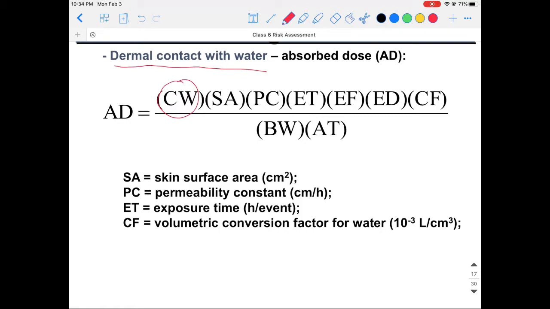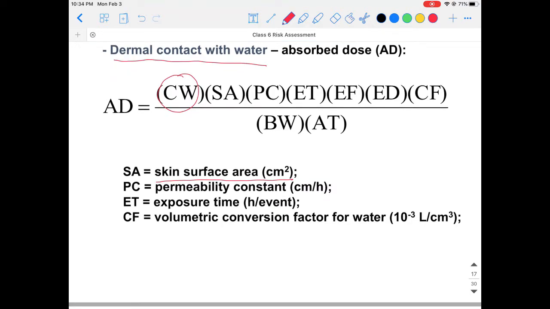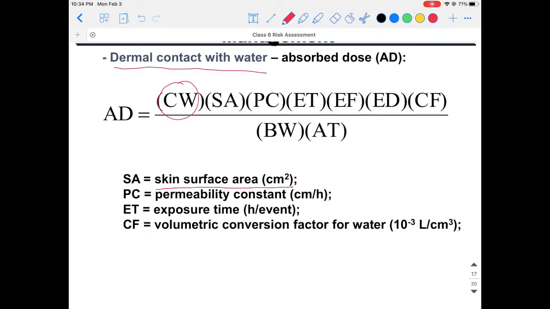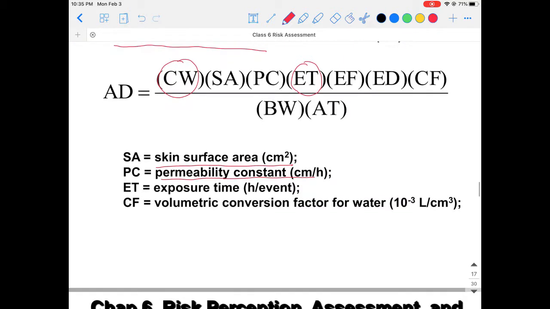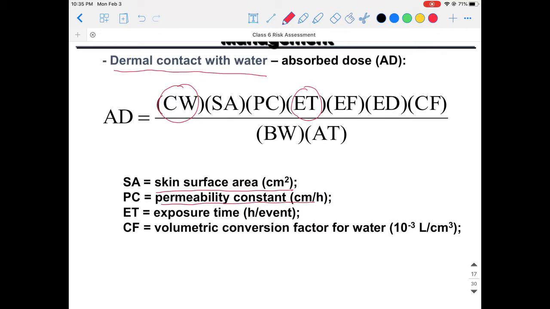You can see that CW is again the concentration of this contaminant in water, all right? The SA here is the skin surface area, because we're taking a shower or swimming, right? The PC is the permeability constant, because not all of these contaminants are going to quickly permeate through our skin. So each of the contaminants has a specific permeability constant. The ET is exposure time again, so how long do we take a shower, or how long do we swim?